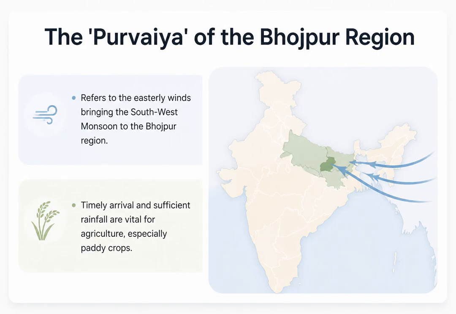Let's look at a fascinating regional aspect of the monsoon that was featured in the 2023 UPSC exam, the Purvaiya. In the Bhojpur region, which spans parts of Bihar and Uttar Pradesh, the southwest monsoon is actually known as the Purvaiya, which translates to easterly. The timely arrival of the Purvaiya is absolutely critical for the local economy, as it provides the essential rainfall needed for water-intensive agricultural activities, particularly the cultivation of paddy.